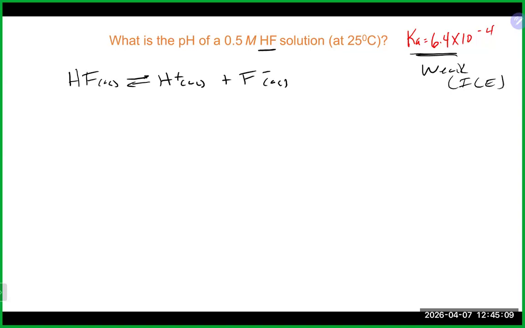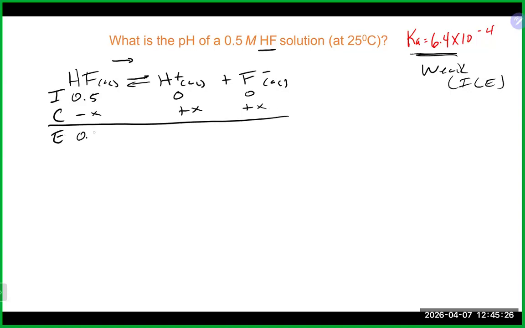I do have my initial concentration of my HF, which is 0.5. These guys, again, are going to be 0 since there's no mention. We could, again, safely assume it's heading in this direction. So we're going to go minus X, and plus X. That means at equilibrium 0.5 minus X, X, and X. Any questions on the ICE table here?